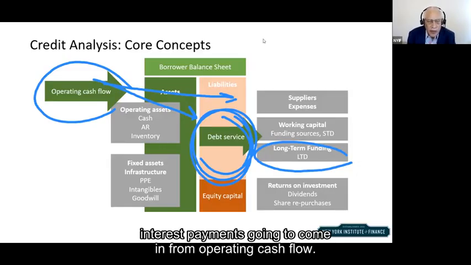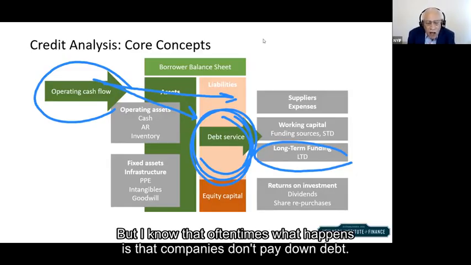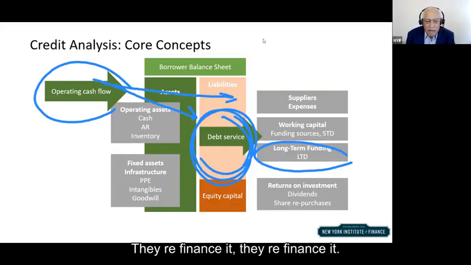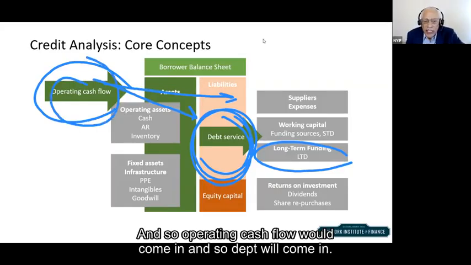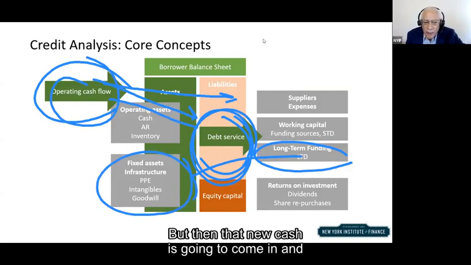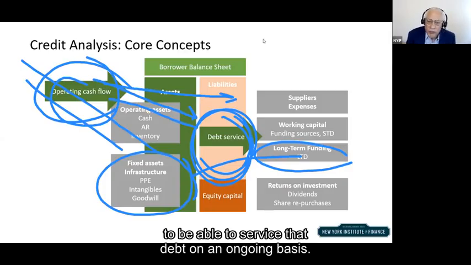Interest payment is going to come in from operating cash flow. But I know that oftentimes what happens is that companies don't pay down debt, they refinance it. And so operating cash flow will come in, and debt will come in and fund this, but then that new cash is going to come in to be able to service that debt on an ongoing basis.